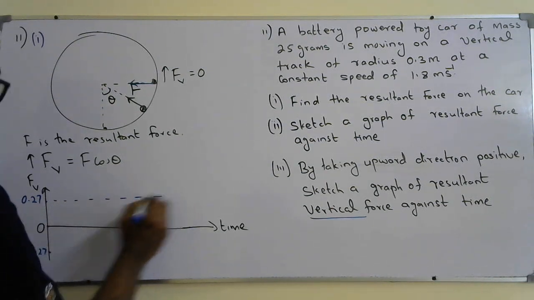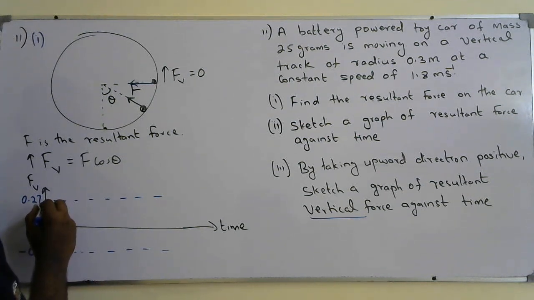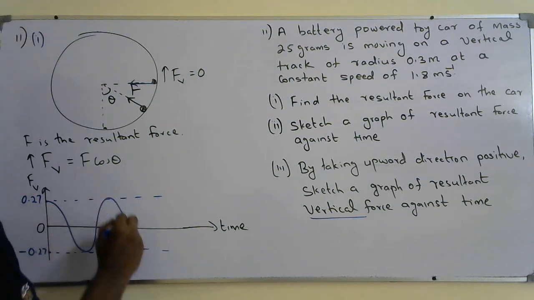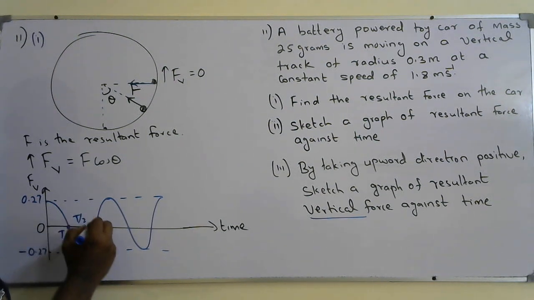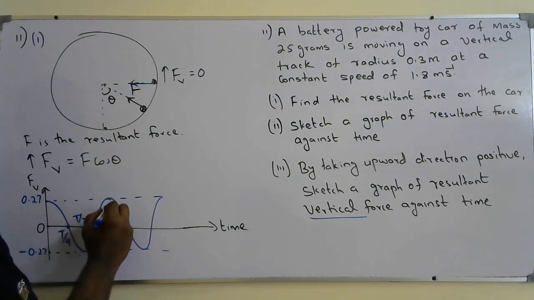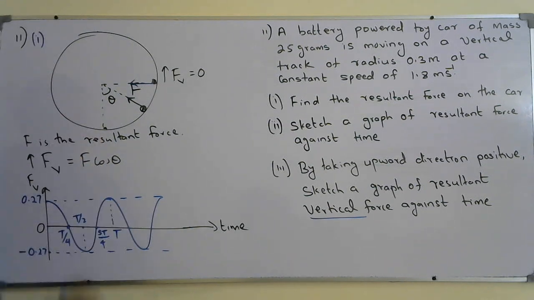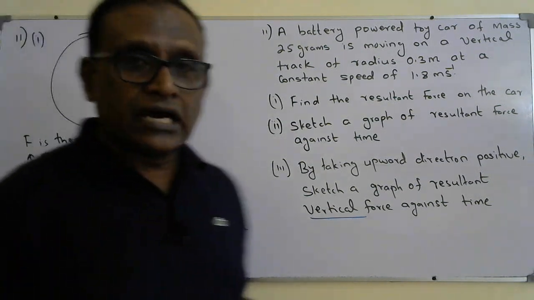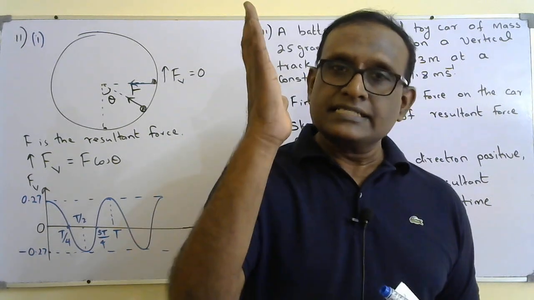So I can draw the graph like this. If I draw dotted lines here, the graph will be like a cosine graph. So this will be 0, this will be T by 4, this will be T by 2, this will be 3T by 4, this will be T. Again, after one complete orbit, it will come to that highest position. So this will be the graph for centripetal force or resultant force when we consider the vertical component.